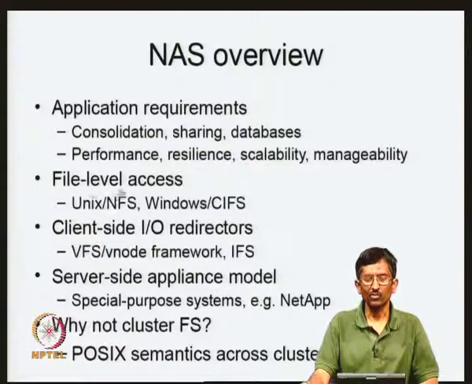So fundamentally, as we discussed before, in NAS we have file level access, not block level access. In Unix it is NFS, in Windows it is something called CIFS. So basically, on the client side we have what are called IO redirectors. What are these IO redirectors? The typical model in Unix is that you can have multiple file systems on the client, and each file system is abstracted by the kernel, so that the kernel only needs to talk about virtual file system operations.